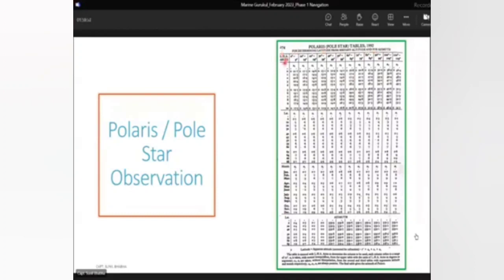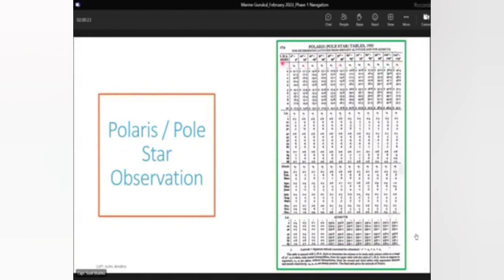Now, if you look carefully in the table, you will see that the table is entered with LHA Aries. Every column represents a range of 10 degrees. 0 to 9 degrees is the range in the first column, then 10 to 19, 20 to 29, 30 to 39, 40 to 49, and so on. There are a total of 36 columns representing 360 degrees of LHA Aries.